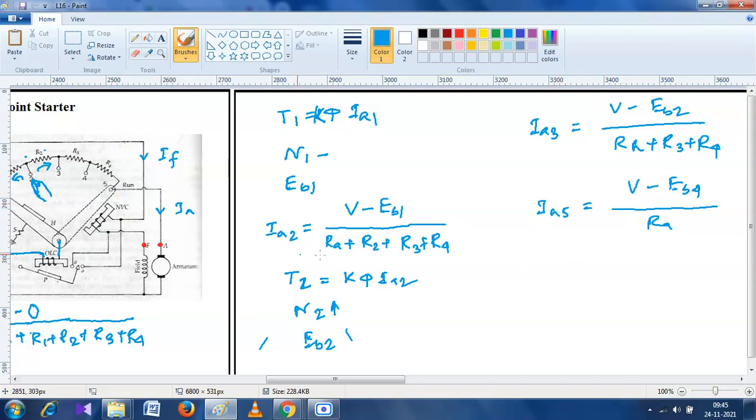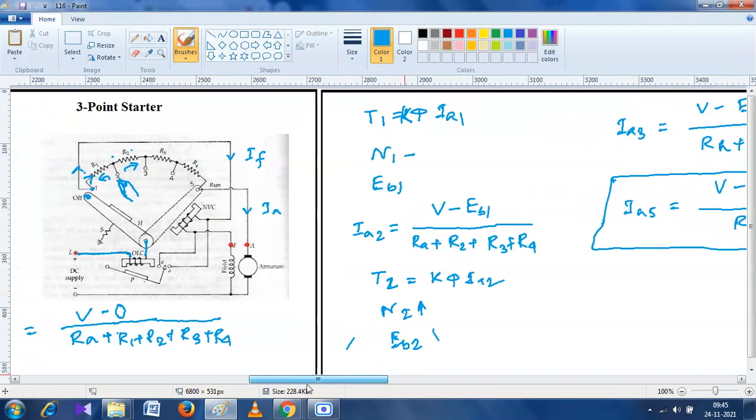Ra. And at that time the motor will rotate at the rated speed because there is no resistance inserted in the armature path. So this is basically the full load, or say the final equation of that motor, and the motor will rotate at rated speed. Have you understood the procedure, how the 3 point starter will work?